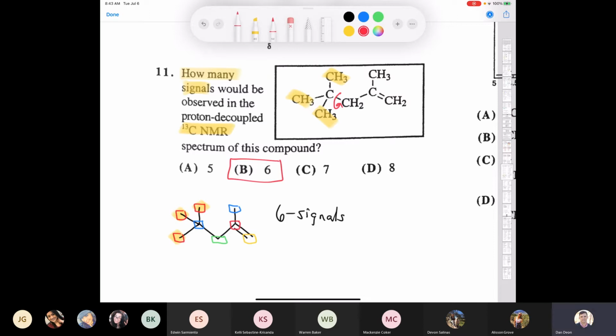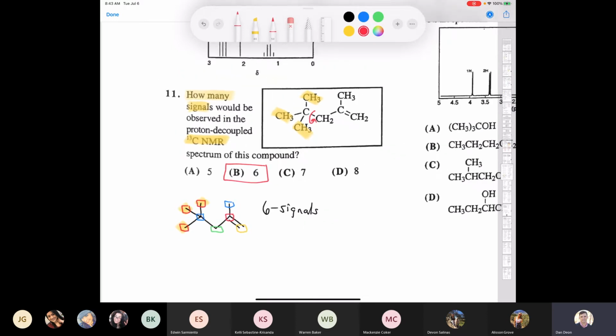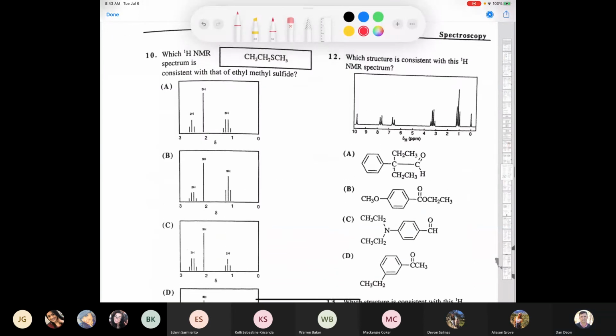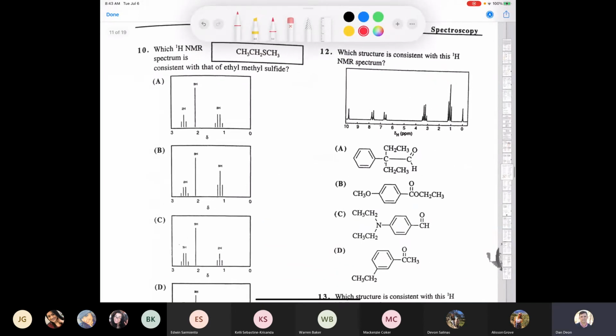Well, I think it's a really good question about carbon, and we spent quite a bit of time looking at structures and saying, well, how many signals would you get for that? How many signals would you get for that? Next one I had was question number 12. Oh boy, this is an interesting one.